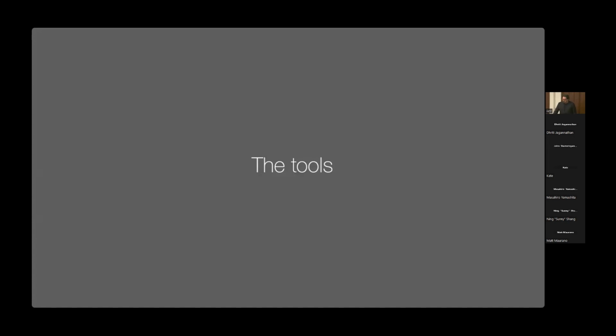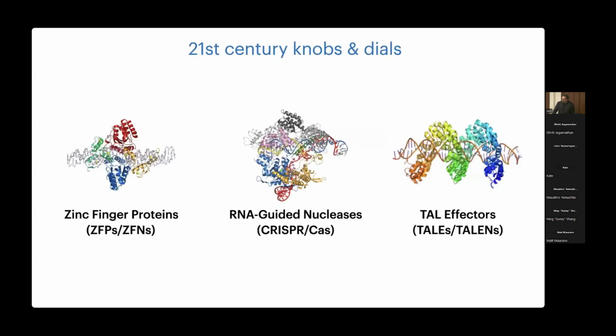And so one of the obvious things to do is to just think like nature and go be a protein. So we have our 21st century versions of knobs and dials. These are zinc finger proteins. They're also RNA guided nucleases, which you may know as CRISPR Cas9 in particular. And there are also these other proteins that come from bacteria, which are called TAL proteins or TAL effectors. And for a variety of reasons, we settled on the ones on the right.